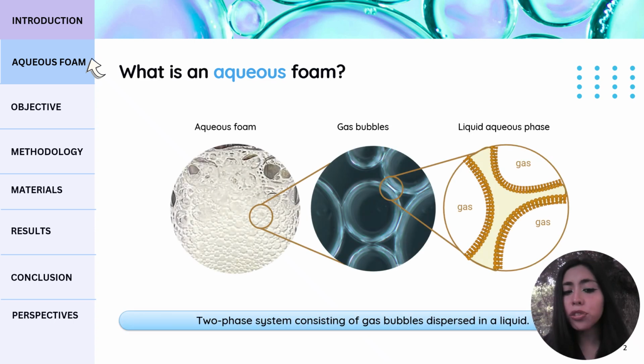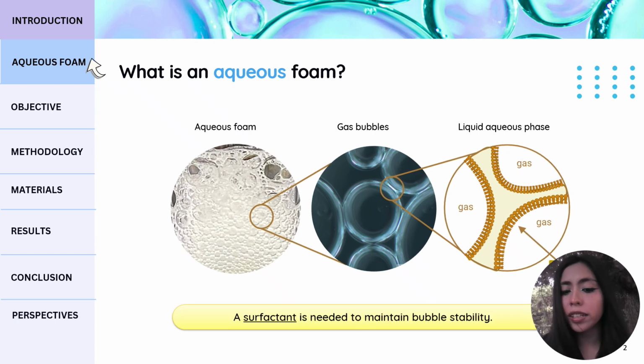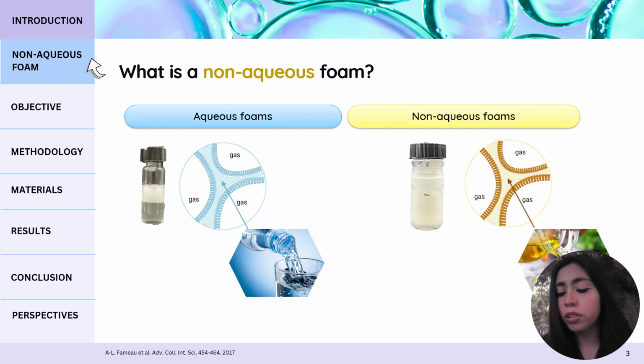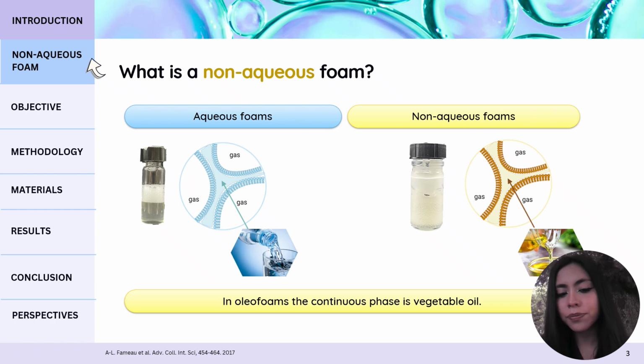An aqueous foam is a two-phase system consisting of gas bubbles dispersed in a liquid, and they need a surfactant to maintain this bubble stability. In an aqueous foam, the continuous phase is water, and in an oleofoam, the continuous phase is anything but water. In my case, because I'm studying oleofoams, the continuous phase is a vegetable oil.